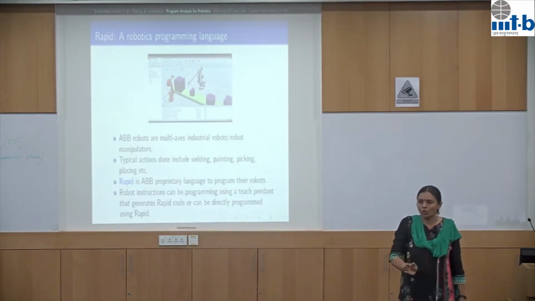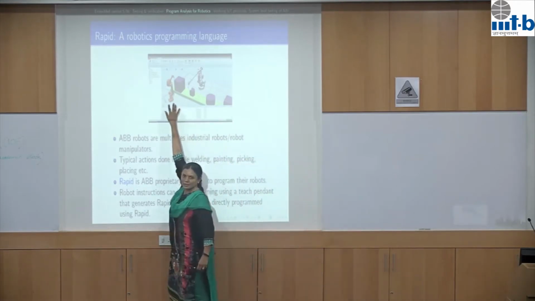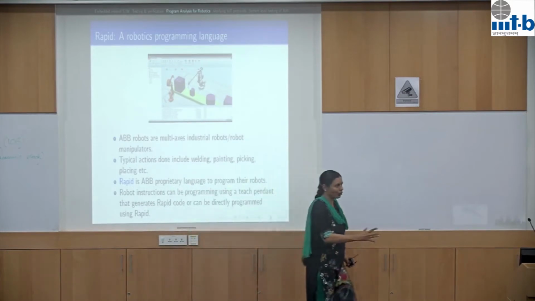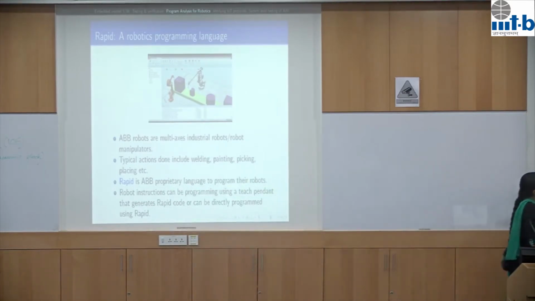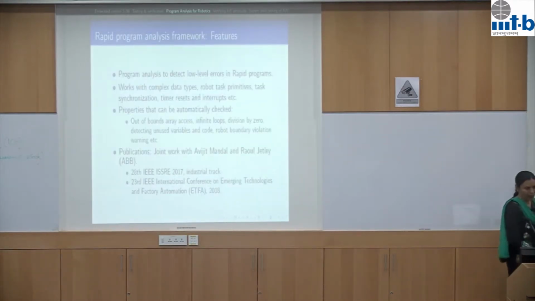These robots don't move in the sense that the base of the robot is drilled and fixed here. Only their arms move. The robot by itself doesn't move. So its arms should not cross the boundary. So those kinds of things can be automatically detected with our program analysis framework.